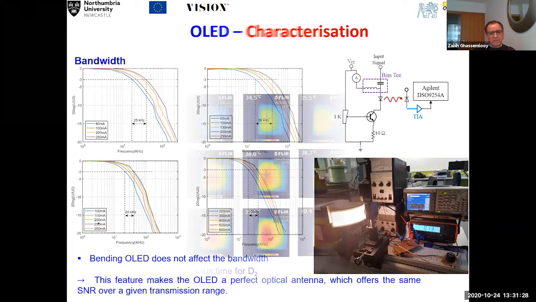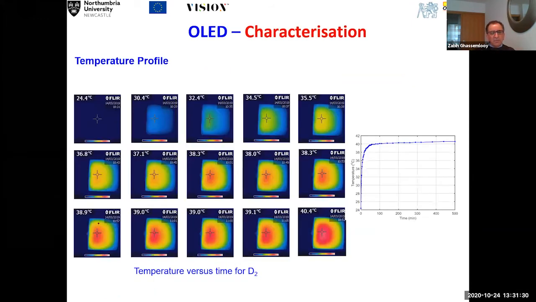Then we looked at the temperature profile, because LEDs and OLEDs are very cool devices. If you, for example, take a fluorescent light or incandescent light, try to touch it after a couple of hours, it will burn your hand. These devices are very cool. You can touch them. There's absolutely no heat.